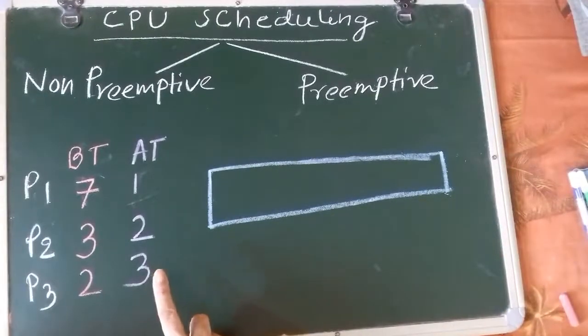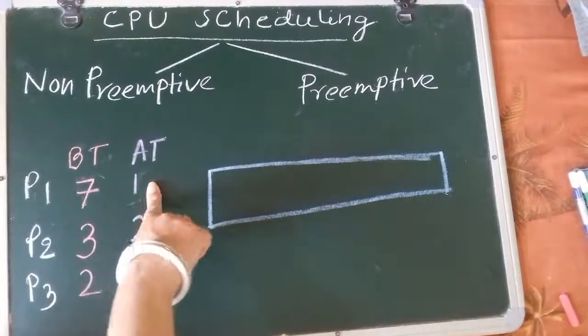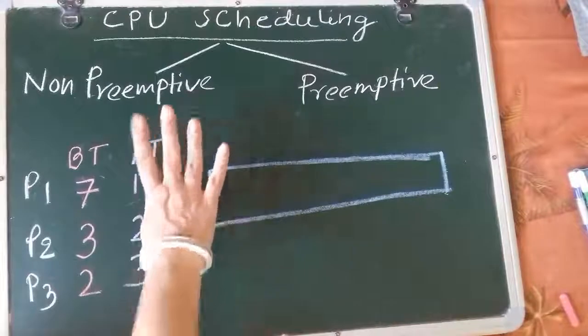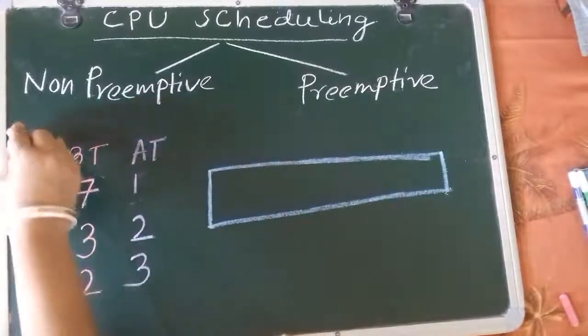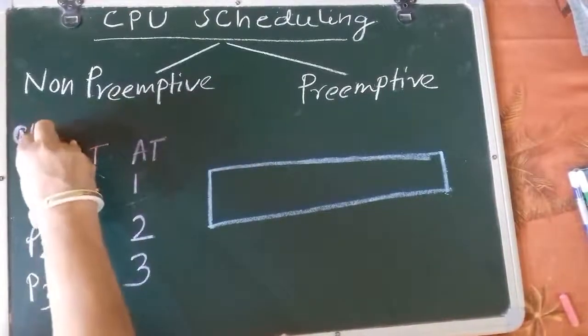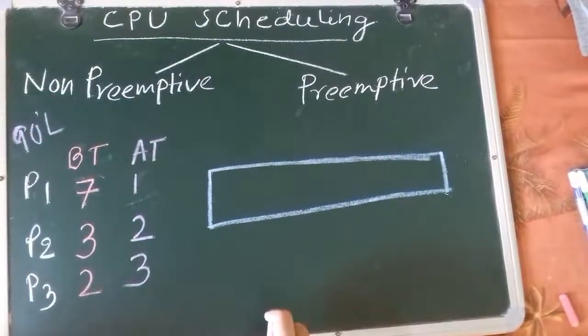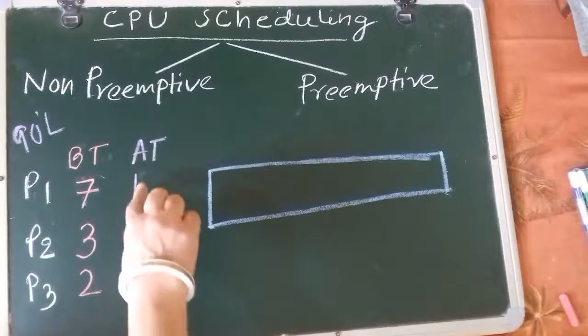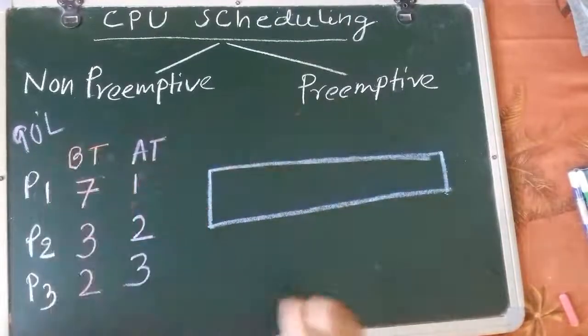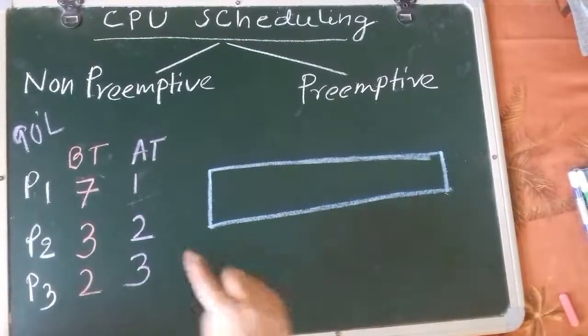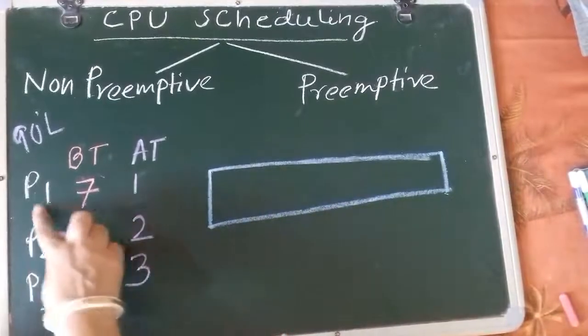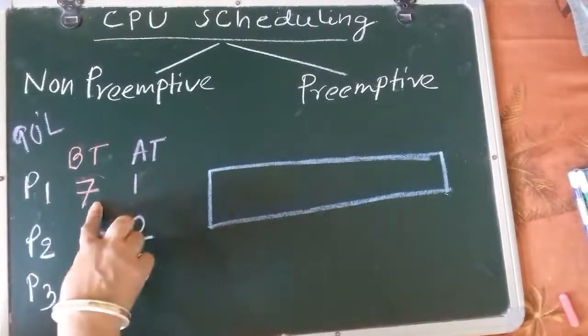What does it mean? Let's say your present time is 9 o'clock in the morning. If it is 9 o'clock in the morning, one process has entered. Which process has entered? Process P1 has entered at 9:1.